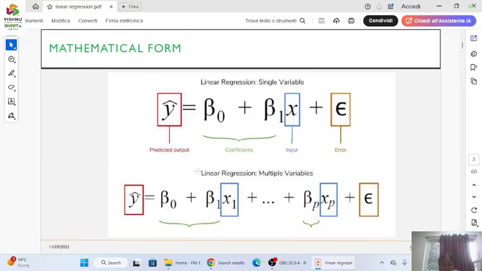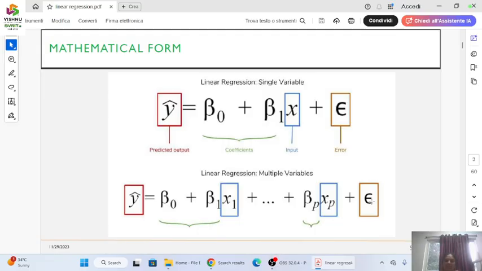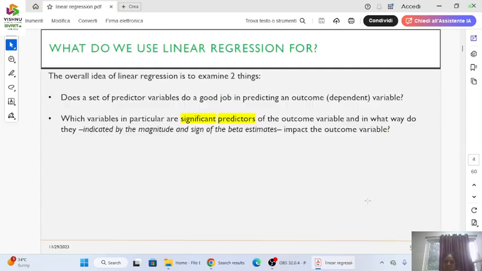Now, there will be multiple variables, so we can't always predict with a single variable, no? Then it is b naught plus b1x1, and so on, up to bp xp, plus finally the error term, like that.